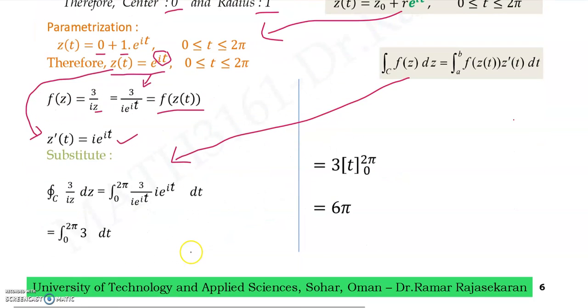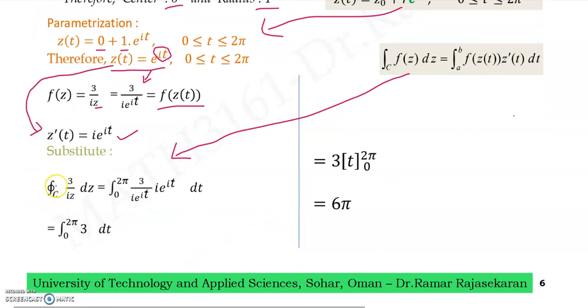Now consider this rule and substitute everything. The integral over C of 3 over i z dz, as given, is equal to, what is the limit we have? 0 to 2 pi. So from 0 to 2 pi, 3 over i z is 3 over i e to the power it, and then what is the derivative? You see the rule. The derivative is i e to the power it. Again you multiply this here. That's why this i e to the power it appears here.